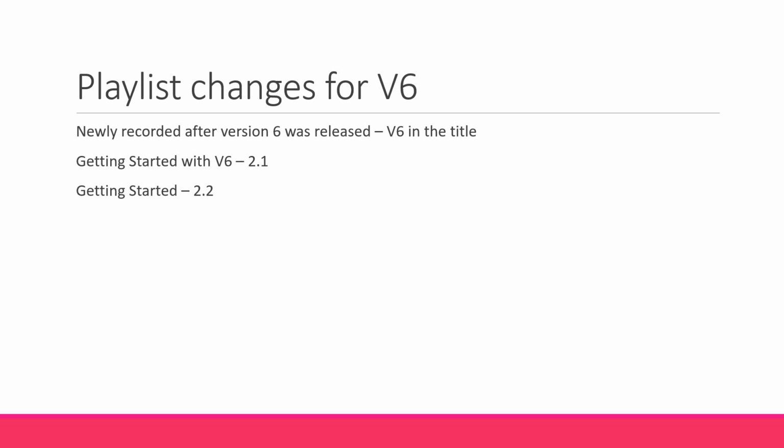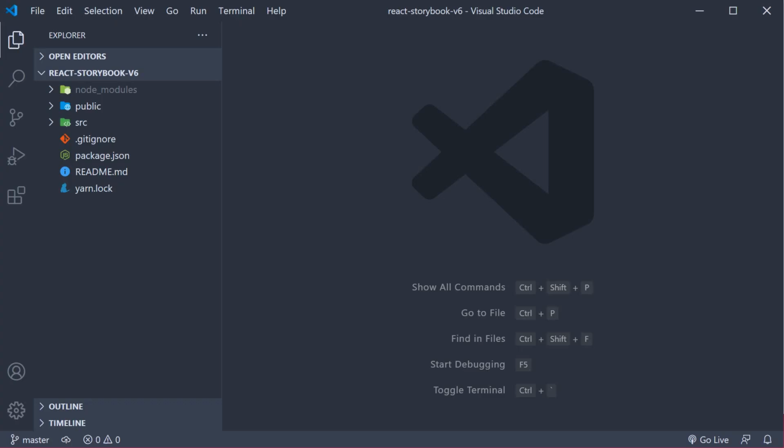In this video, we are going to set up Storybook in a React application. Now, the first thing I have to mention is that I have created a new React project using Create React App. So go ahead and run the command npx create-react-app followed by your project name. I have named the project react-storybook-v6.